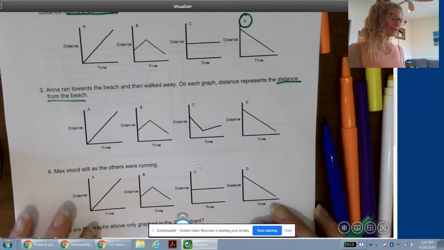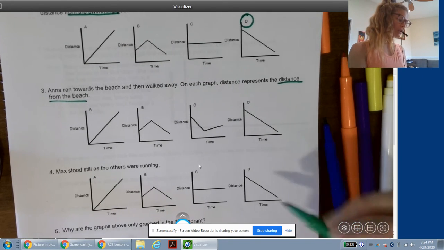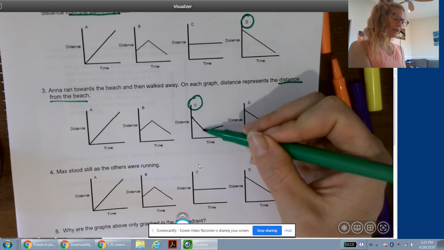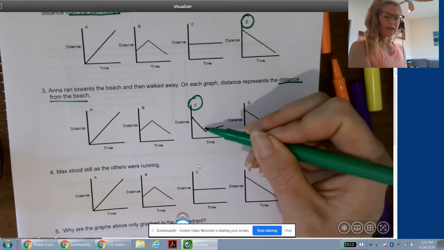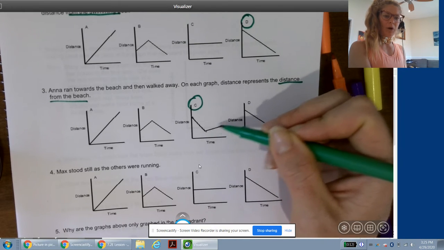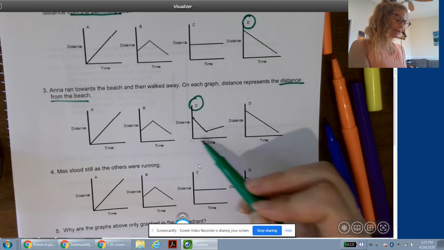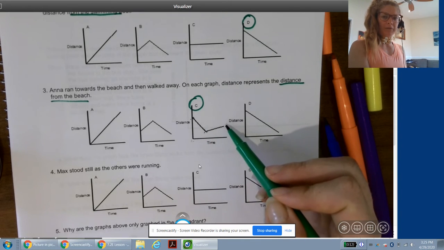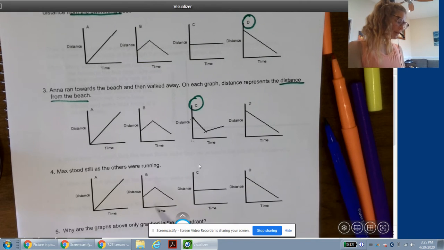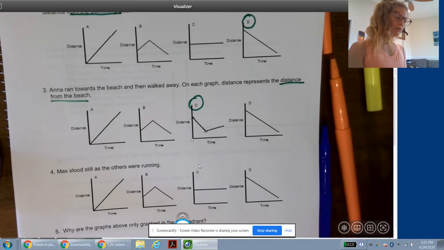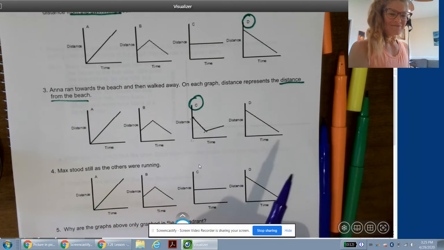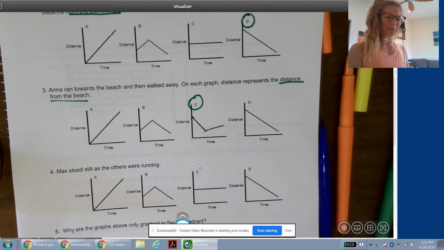Okay, so here, since we are running towards the beach and then we walked away, we're using C because we're steeper here, which means we're going faster. And then here it's increasing, we're walking away, and this is the distance from the beach. So we're getting closer, and then we slowly get farther away. Number 4. And no, I don't know why she ran towards the beach and then walked away. Maybe she forgot something.